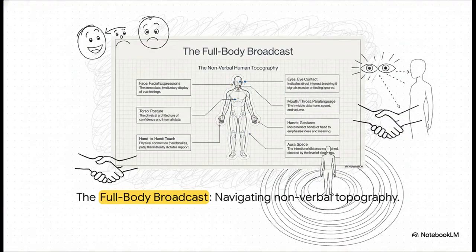And when you do finally step up to perform, remember this: you are a full-body broadcast. It is so much more than just your words. Even when you're completely silent, your posture acts as the physical architecture of your confidence. Your face involuntarily displays your true feelings. Touch, like a solid, firm handshake, instantly dictates rapport. Eye contact signals direct, focused interest, while your hands emphasize meaning. And the intentional space you maintain, your personal aura, is constantly broadcasting invisible data to everyone in the room. You are literally communicating with your entire topography, all at once.